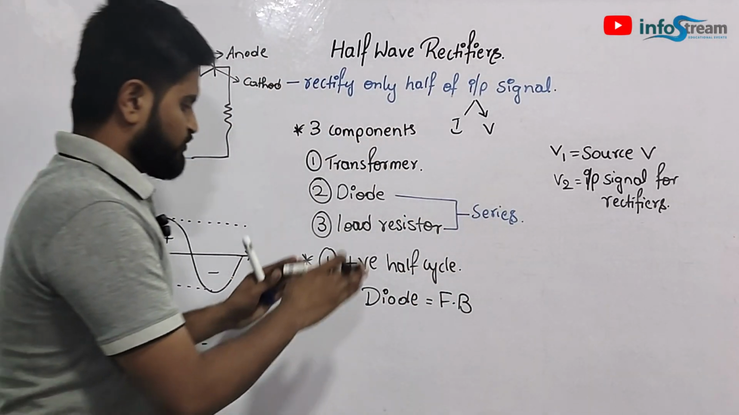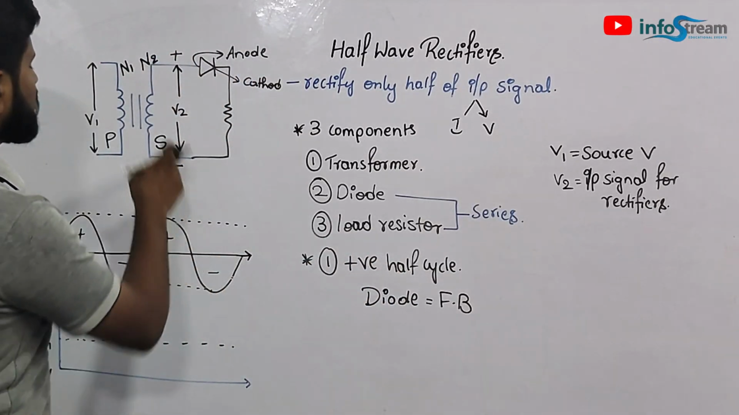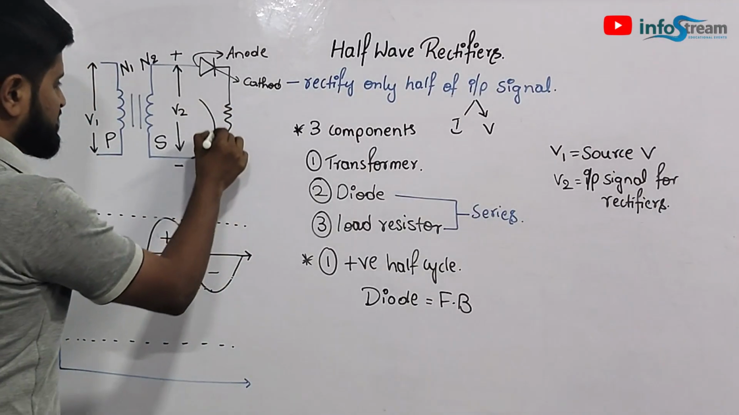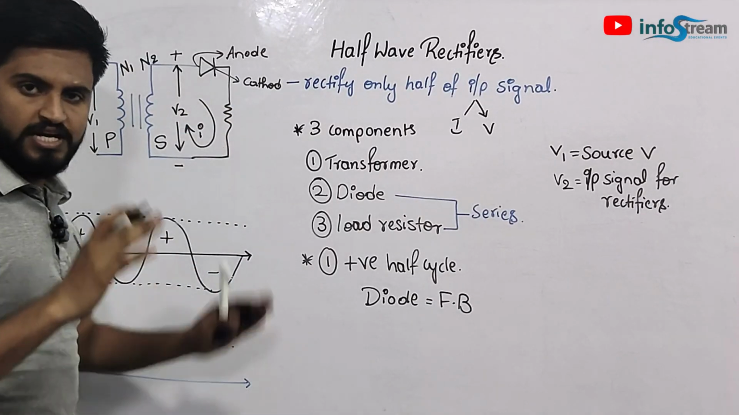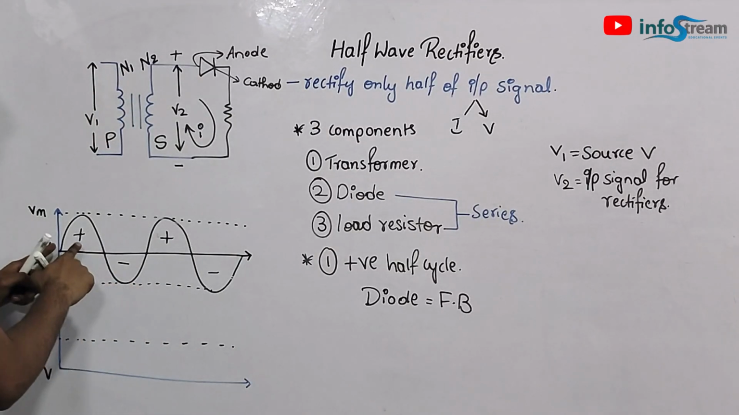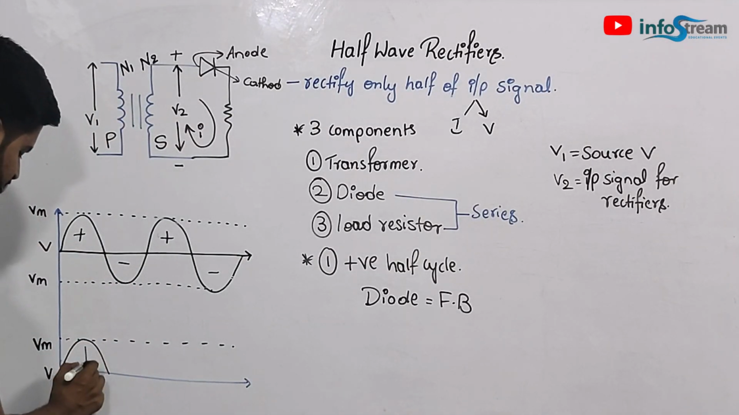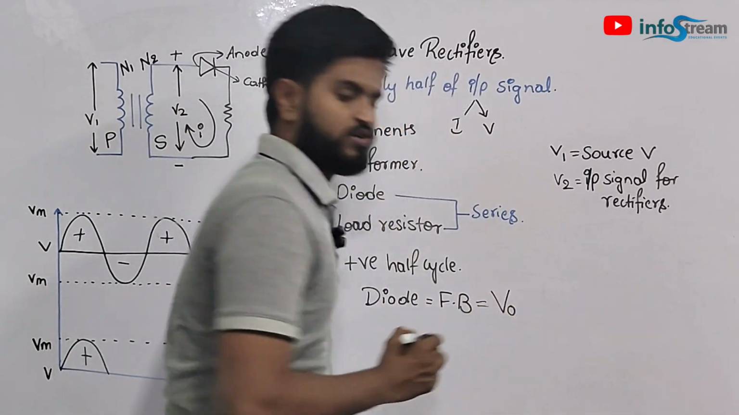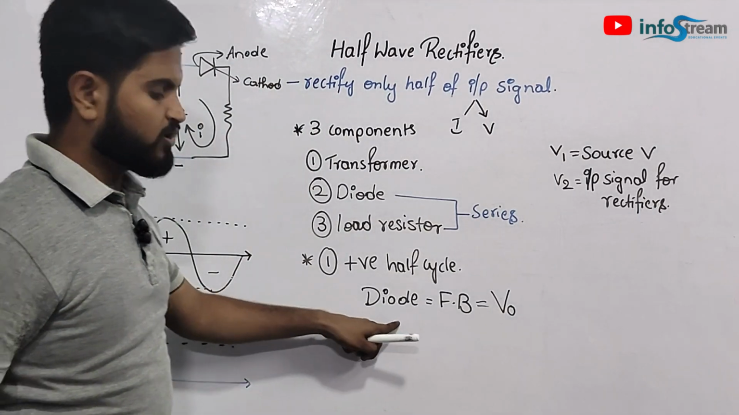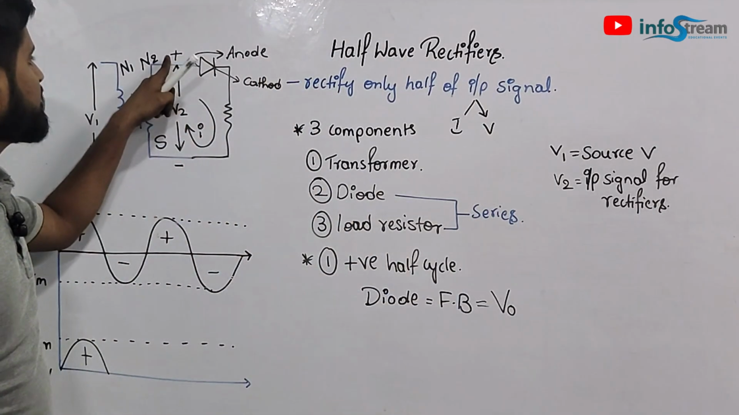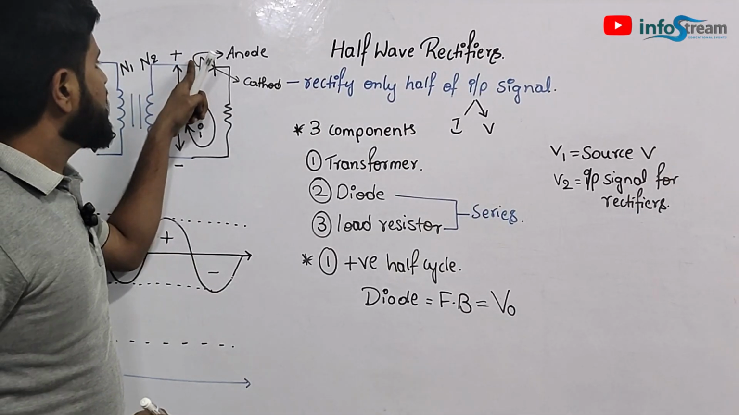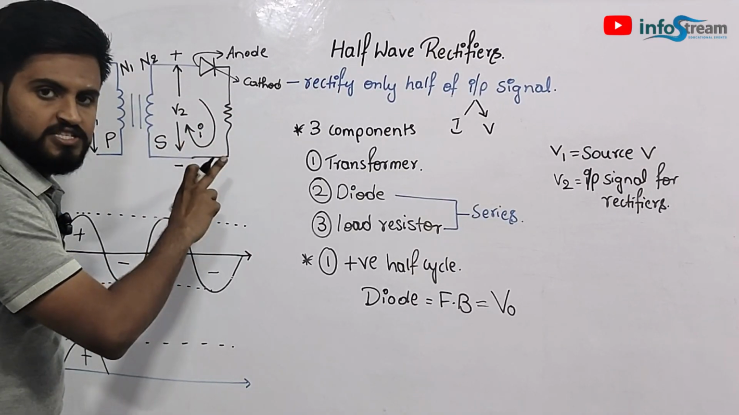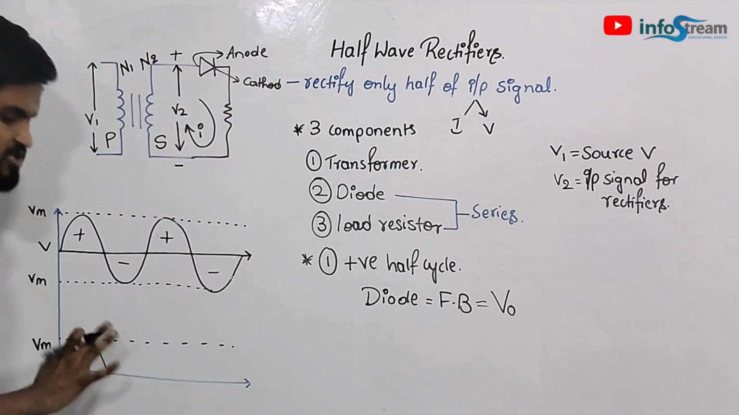When the diode is forward biased, because of the positive terminal and the anode connection, there will be a generation of current. When the current is generated, the positive half cycle is rectified by the rectifier. So we get the output voltage, which we will call Vout, V0. Because of the direct connection of the positive terminal and the anode of the diode, current is generated, which helps the rectifier rectify the positive half cycle.